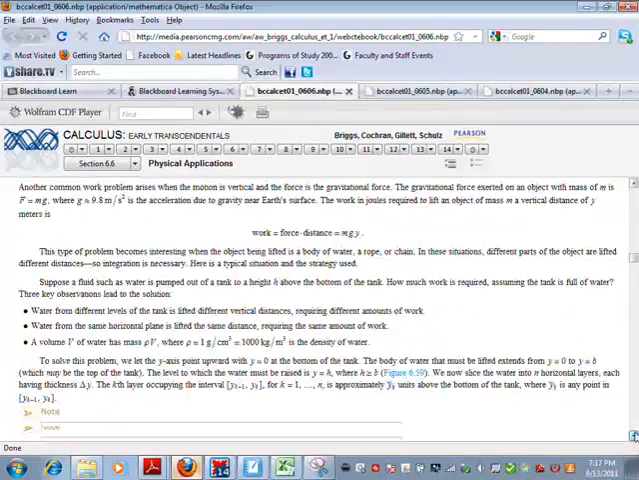Okay, so here, suppose a fluid such as water is pumped out of a tank to a height h above the bottom of the tank. How much work is required, assuming the tank is full of water? Okay, so some observations. Water from different levels of the tank is lifted at different vertical distances. Water from the same horizontal plane is lifted the same distance, requires the same amount of work, and the volume of the water is given by rho times V, where rho is 1 gram per centimeter squared.